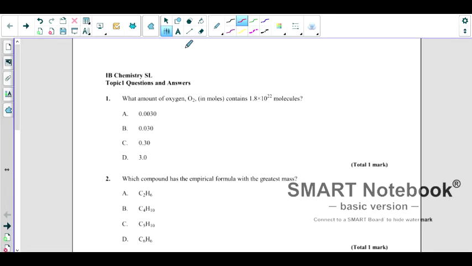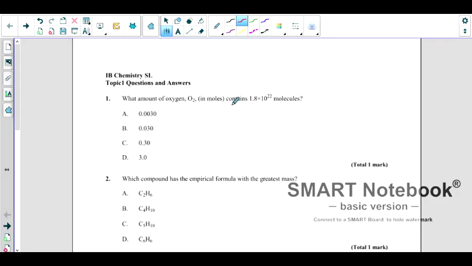Okay, today we are going to solve some past paper questions from the topic of stoichiometry. People also call it stoichiometry. Okay, let's start. What amount of oxygen in moles contains 1.8 × 10^22 molecules?